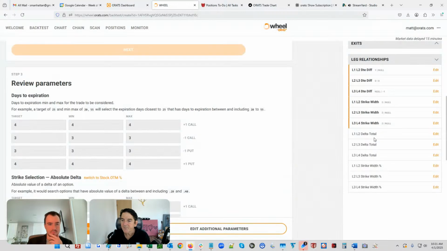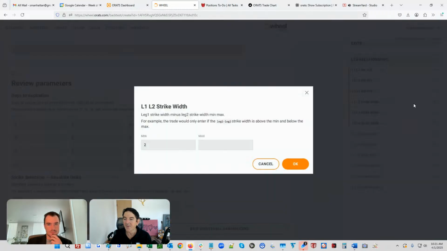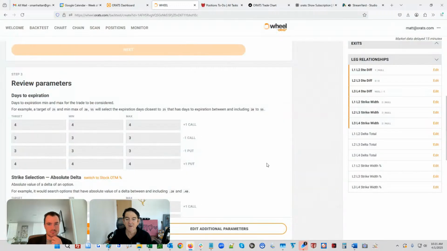Yeah. And then we could say, well, what about strikes? Well, we know we want the longer call to be farther out of the money, right? So that's going to be a higher strike, so that's going to be positive. So leg 1 minus leg 2 is going to have a minimum of 2 strike points more. Okay.